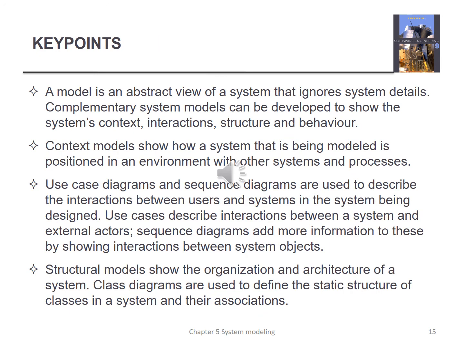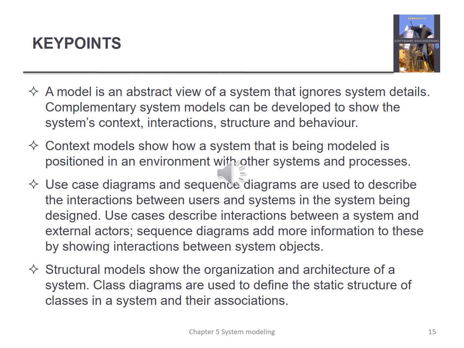Okay, to make an abstraction of the whole of chapter 5, which is the last 3 lectures. First of all, we talked about the model. What's a model? We said a model is an abstract view of a system that ignores system detail. Complementary models can be developed to show the system context, interaction, structure, and behavior. And these are the 4 types of models we covered in the last 3 chapters. We talked about the context model, which shows how a system being modeled is positioned in its environment. What is really the system boundary.